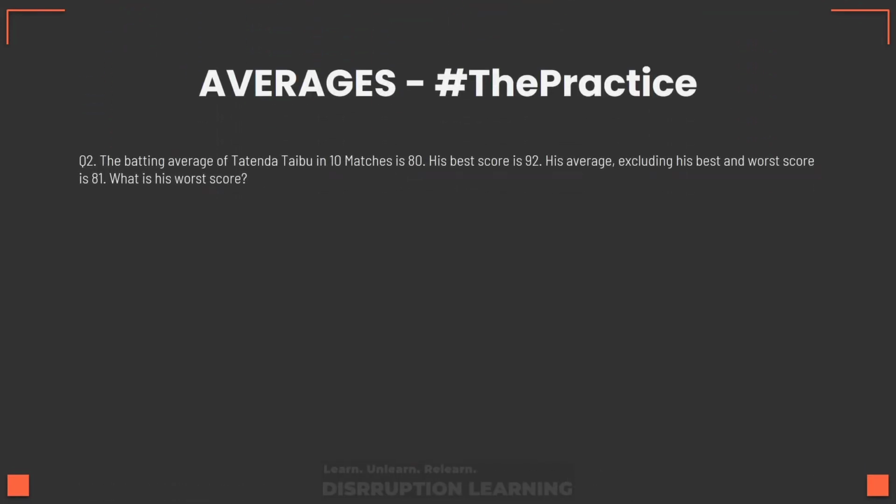Now the batting average of Tatenda Taibu in 10 matches is 80. His best score is 92. His average, excluding his best and his worst score, is 81. What is his worst score? So let's start with the basics. We know in 10 matches his average is 80, so his total runs are 10 into 80, that is 800. His best score is 92.